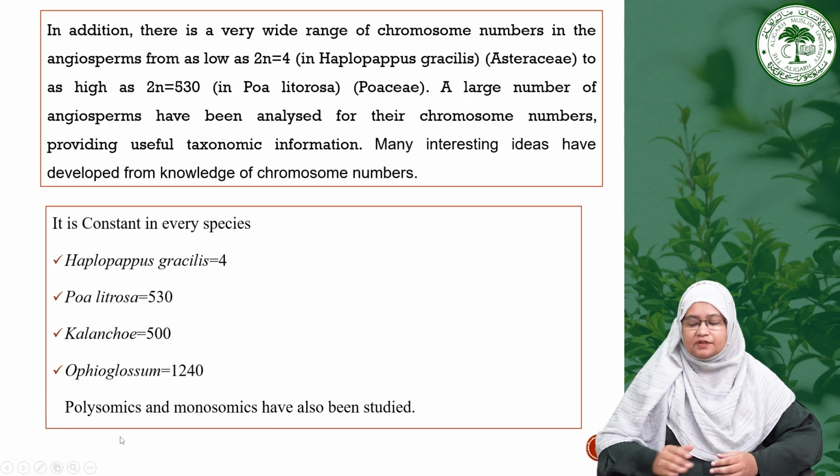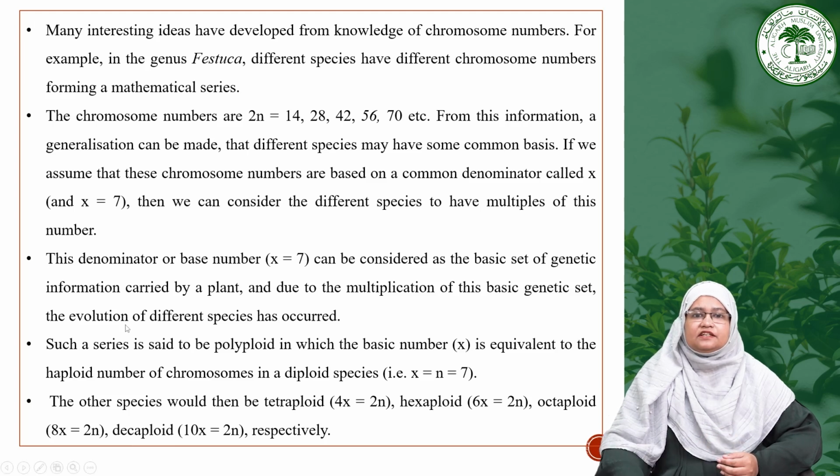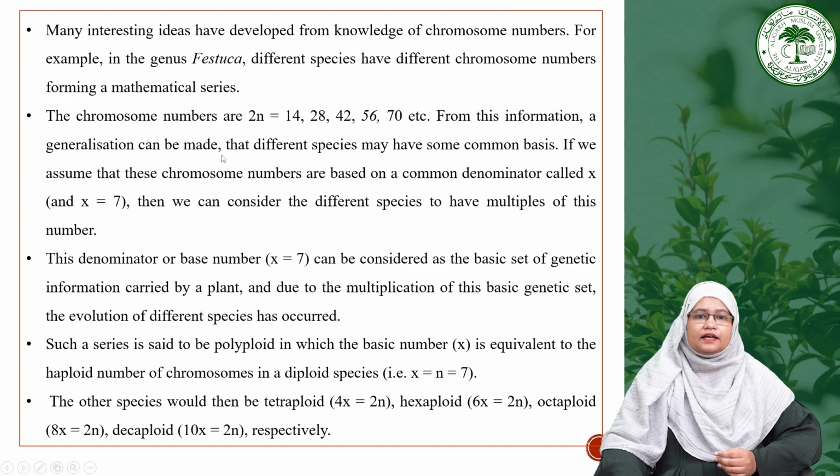So there is some correlation in these numbers, and many interesting ideas have developed from the knowledge of chromosomes. For example, in the genus Festuca, the different species have different chromosome numbers forming a mathematical series, as you can see here. The species have a 2n number varying as 14, 28, 42, 56 and 70, etc. From this information, a generalization can be made that different species may have some common basis.